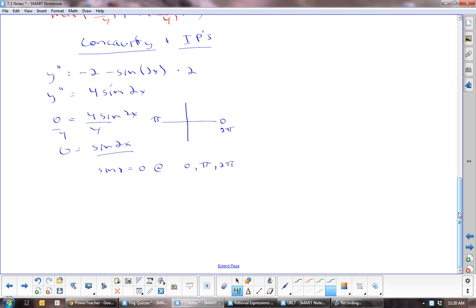So for sine 2x, if we have 3 answers there, we should have 6: 1, 2, 3, 4, 5, 6. So what would be the first one? 0. The second one? Pi over 2.